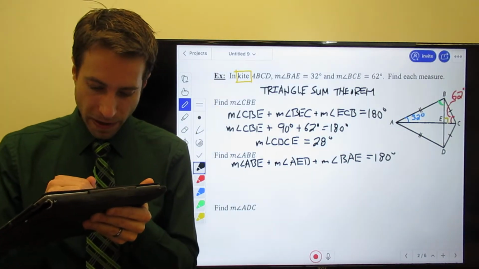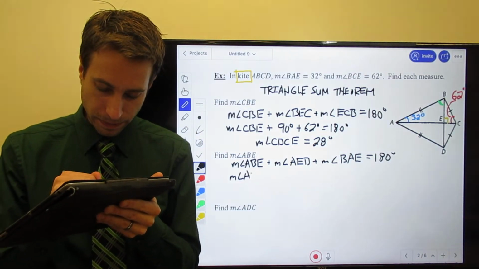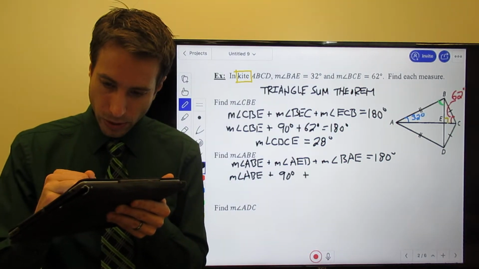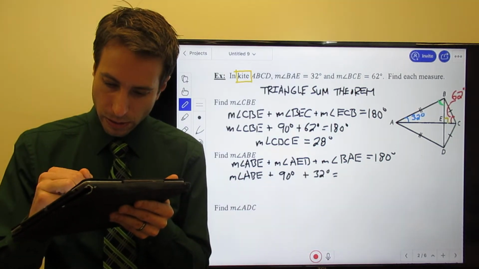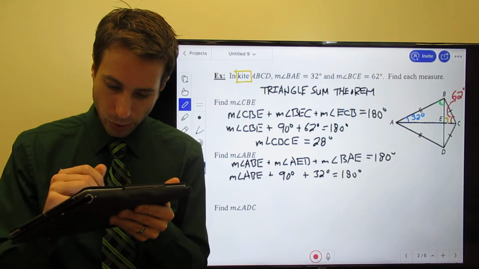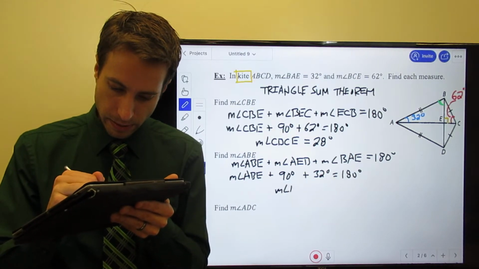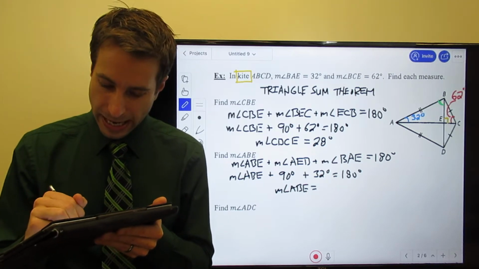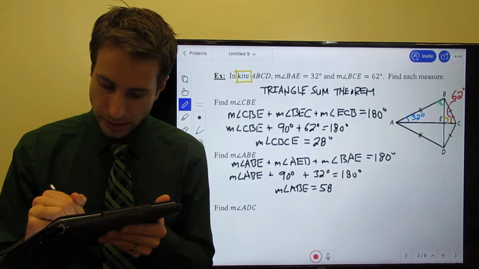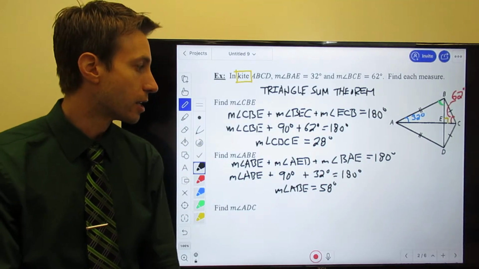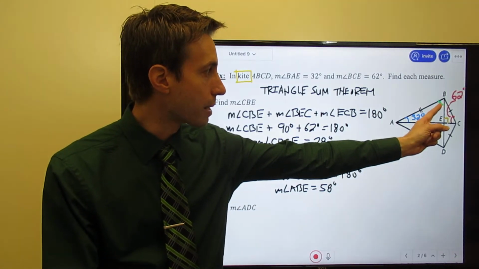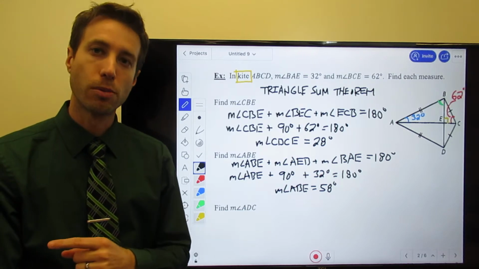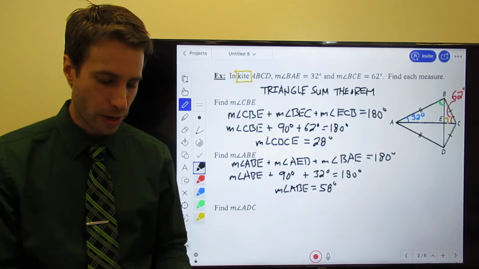Plug and chug. Don't fat finger something on your calculator. This one was 90. This one was 32. All equal to 180. Again, I throw that into a calculator, subtract from 180, and I get 58 degrees. So that angle, that little piece right up there, is 58 degrees. So much fun. I think we should try another one.